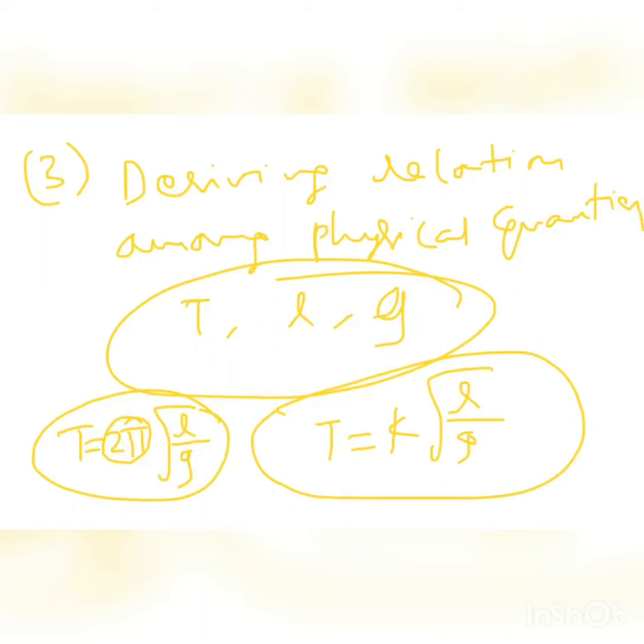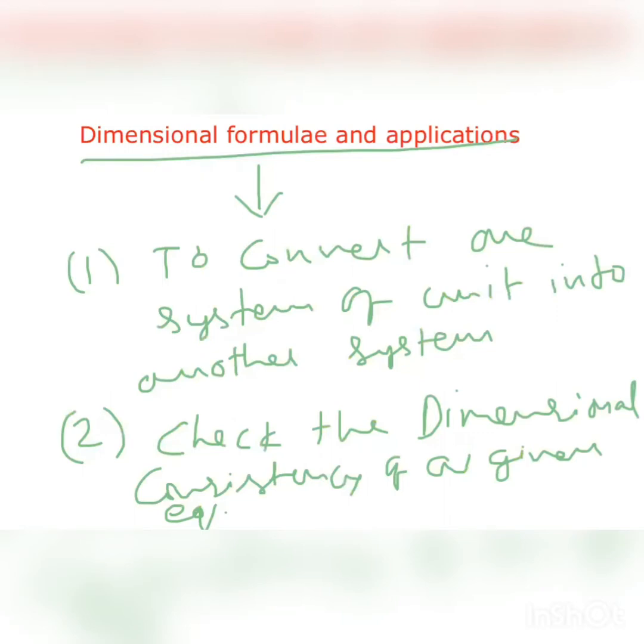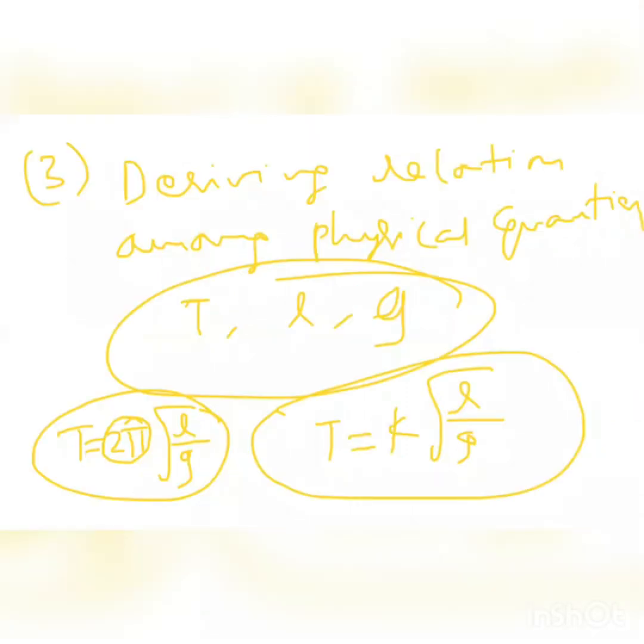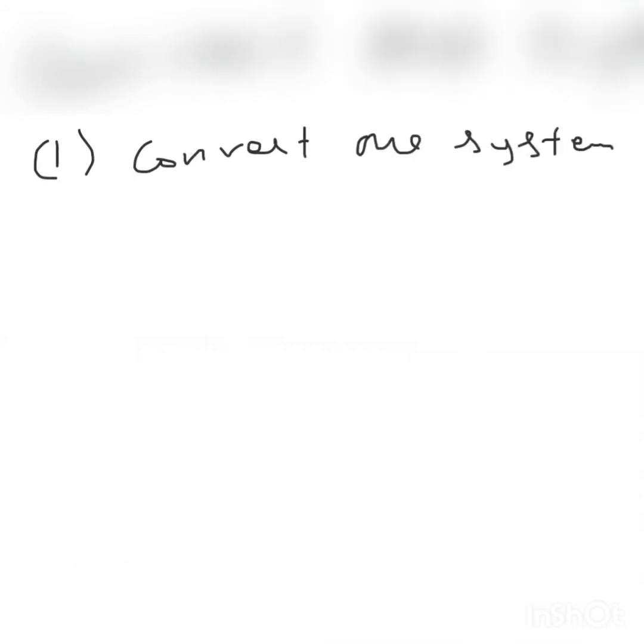Now we are going to discuss mainly these 3 points. The first point is to convert one system of units to another system. Second, check the dimensional consistency of a given equation. Third, deriving the relation among physical quantities. Let us see the first one. What is the first one we told? Convert one system of units into another system.